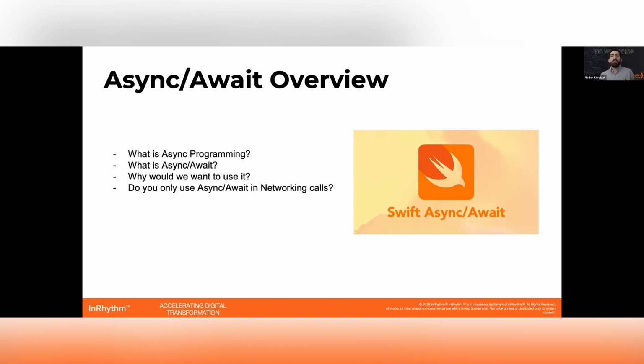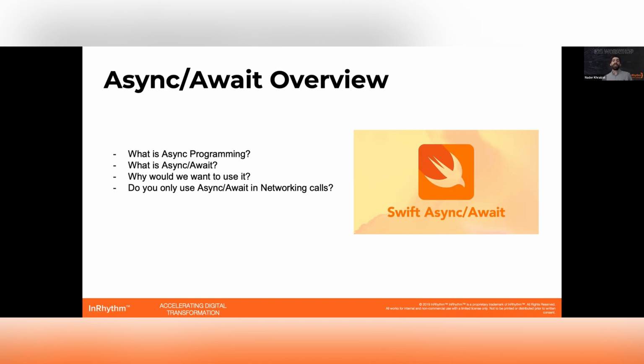So first, let me start by defining what is async programming. Well, async programming is the ability to execute tasks without blocking the main thread. That allows the app to be responsive for user interactions, especially if you're doing things that consume a lot of time, like network requests, or trying to input or output a file.